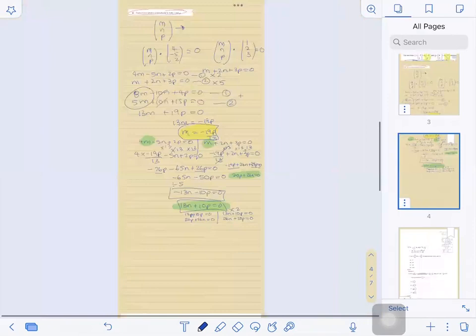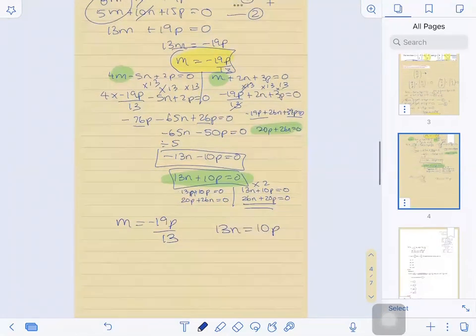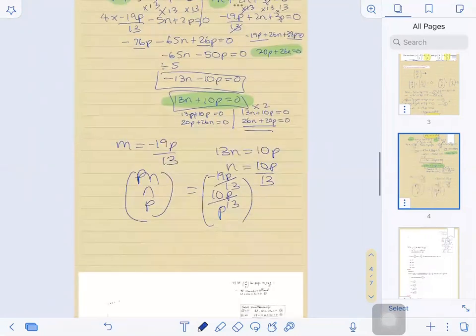Oh yeah, because the point could actually be anywhere, couldn't it? But it has to follow the condition that m is minus 19p on 13. And this here is getting us nowhere, but 13n is minus 10p, so we can actually write n equals minus 10p on 13. So p would be p, n would be minus 10p on 13, and m is minus 19p on 13. We know the point has to be in that form.